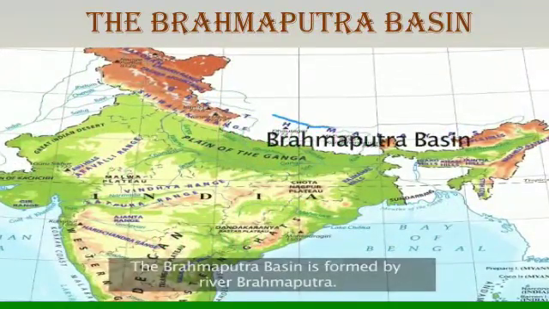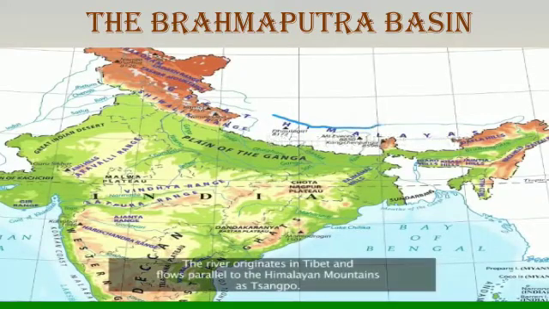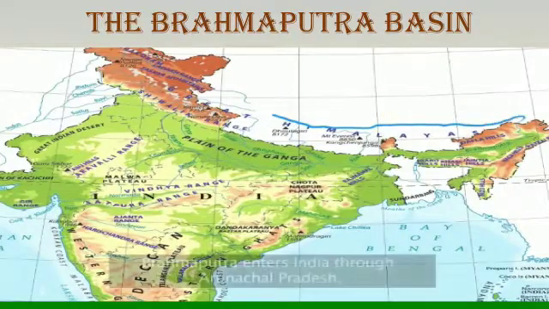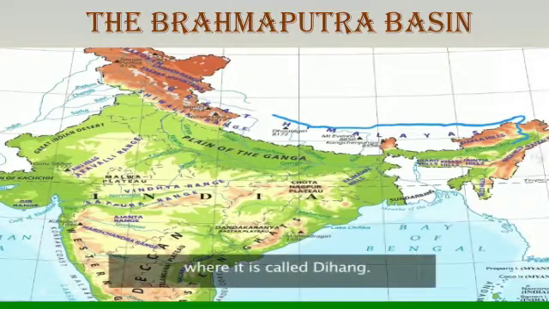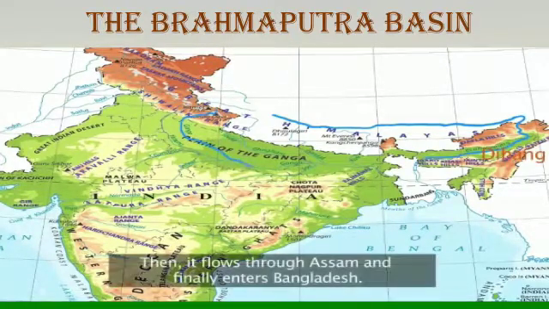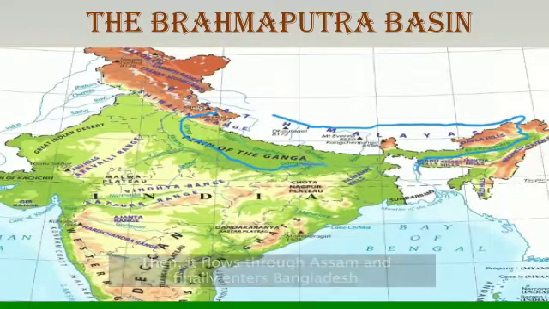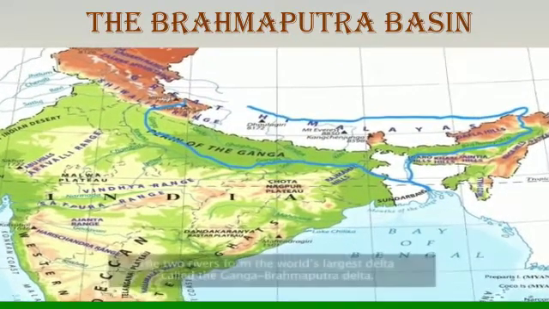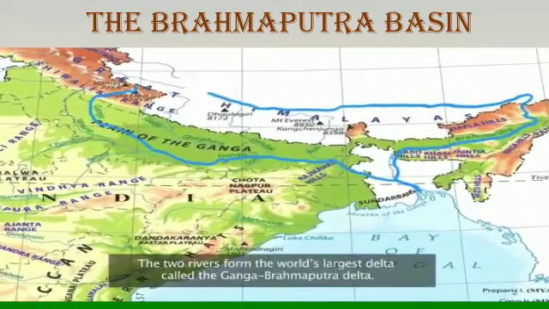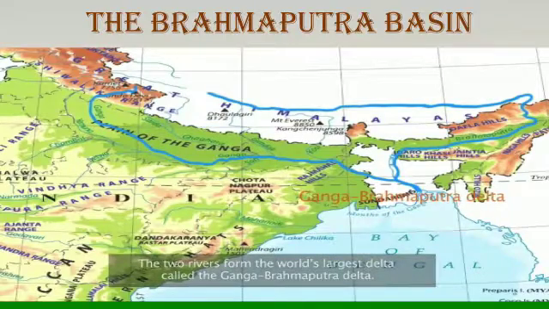The Brahmaputra basin is formed by river Brahmaputra. The river originates in Tibet and flows parallel to the Himalayan mountains as Sangpo. Brahmaputra enters India through Arunachal Pradesh, where it is called Dihang. Then it flows through Assam and finally enters Bangladesh. Here it joins river Ganga before entering the Bay of Bengal. The two rivers form the world's largest delta called the Ganga-Brahmaputra Delta.